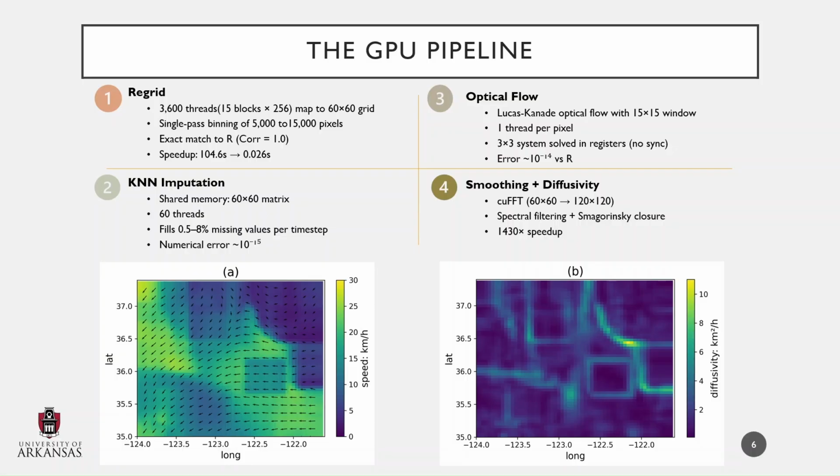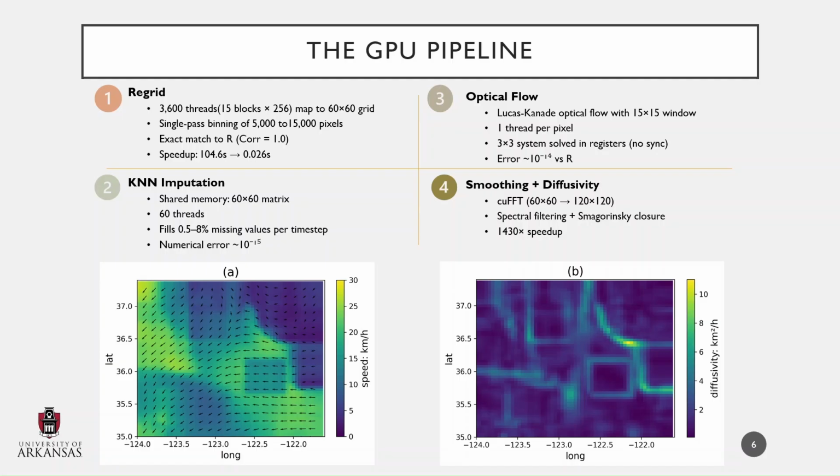Raw GOES data comes in scan angle coordinates with irregular pixel spacing. We launched 3600 threads organized as 15 blocks of 256 to map incoming pixels onto our 60 by 60 geographical grid in a single pass. This handles anywhere from 5000 to 15,000 incoming pixels per time step. The key results are exact match with R, and execution time drops from 104.6 seconds in R to 0.026 seconds on GPU, a 4000 times improvement.